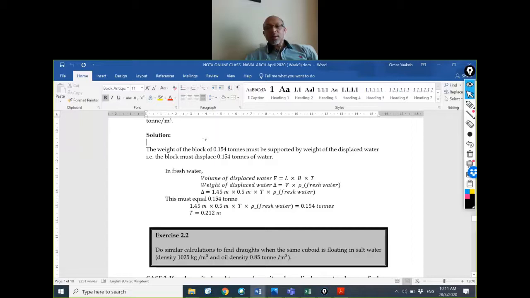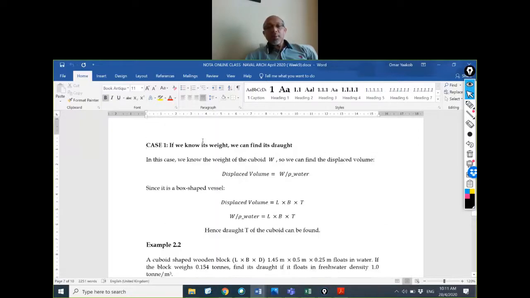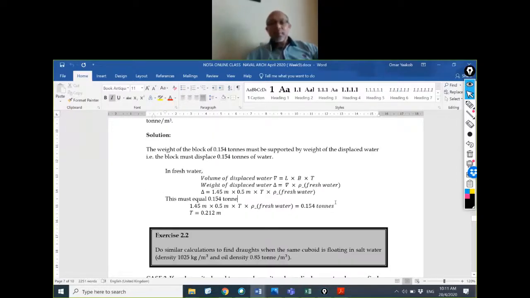Okay, I think I made a mistake here. There is raw water here. So just follow the example solution and do the same calculation in exercise 2.2.